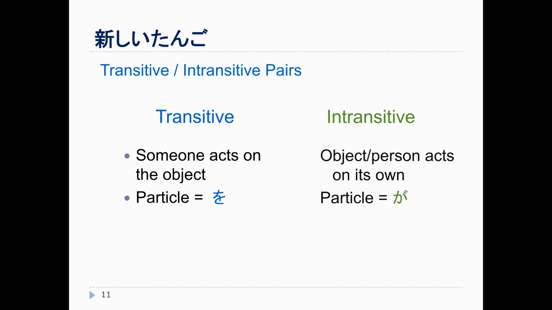Before I start talking about this specific to Japanese, though, I want to introduce a grammar term that some of you probably have heard before, but might not be that familiar with. The concept of transitive versus intransitive verbs. So a transitive verb is something where somebody does an action to an object. Somebody does something that affects a direct object in some way. Whereas an intransitive verb is when an object or a person does something by themselves. Not to anything else, just acting on their own.